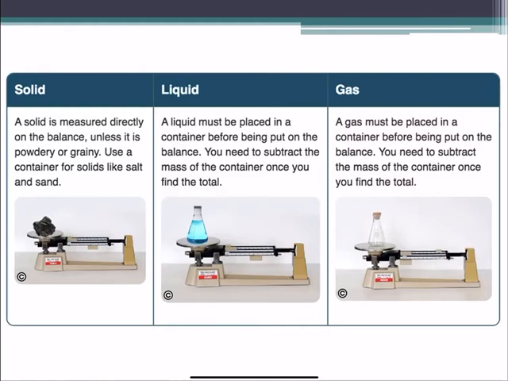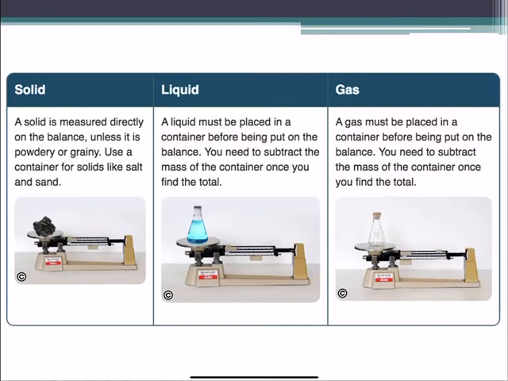For liquid, we're going to need a container to put it in. So we're going to have to measure how much mass is in that container, and then put the liquid in, and then measure it again. Because we don't want to know the mass of the container. We just want to know the mass of the liquid. So we'll do liquid plus container, so that's going to be one of our measurements, minus the container, and we're just left with the liquid.